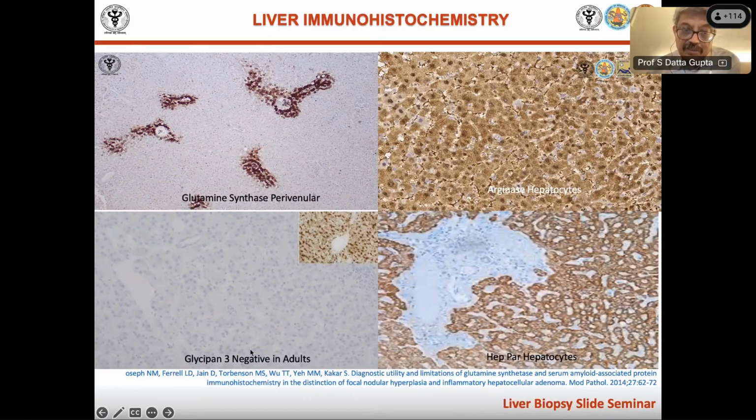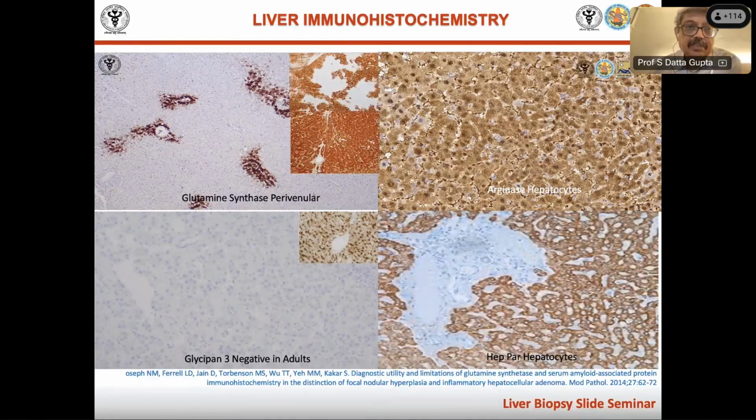In fetuses, of course, glypican 3 will be positive, right? And glutamine synthetase has this very nice appearance, perivenular in normal. So if there is some abnormal pattern, you know there's some abnormality. HepPar-1 is an antigen which stains hepatocytes in paraffin sections. So that is also used to identify liver tumor, right?